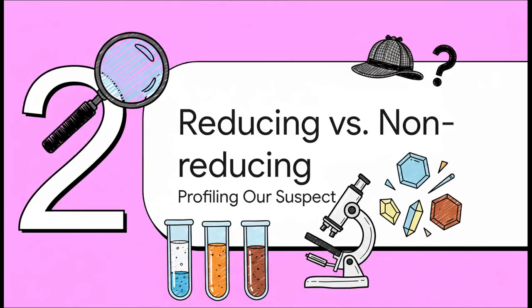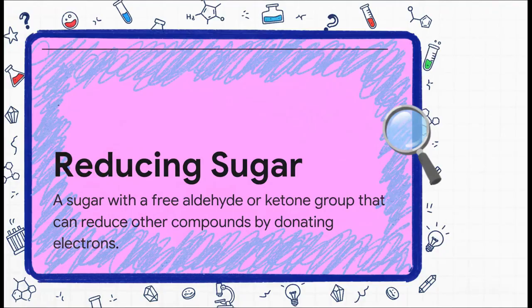Okay, so we've confirmed our suspect is a carb. That's huge. Now we can start to build a profile. And one of the most important things we need to know is about its chemical behavior. Is it a reducing sugar or a non-reducing one? Figuring this out is going to narrow down our list of suspects big time. So what in the world is a reducing sugar?